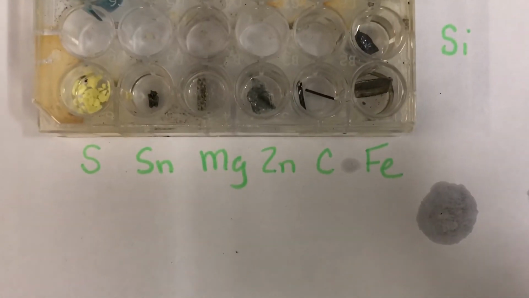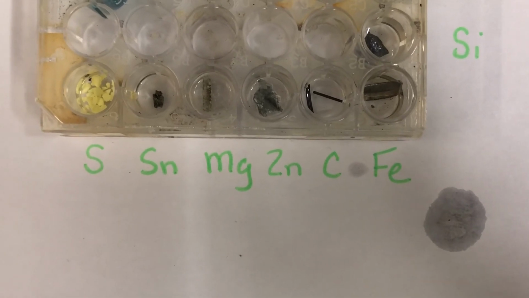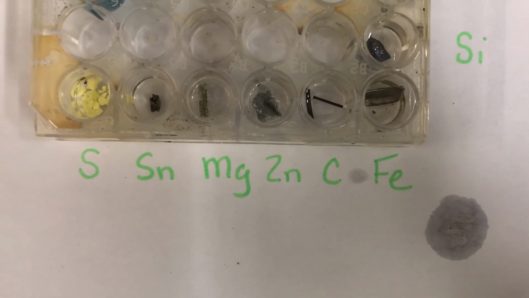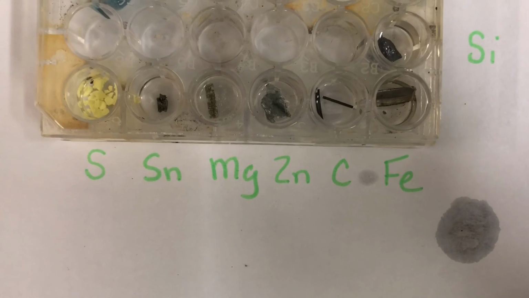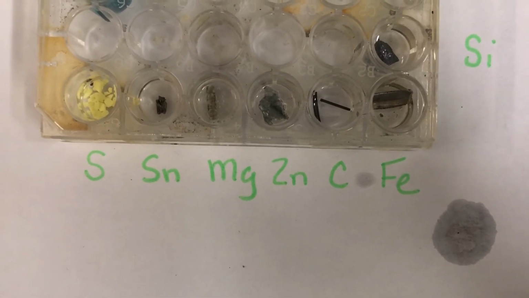Now take a look at that and see, do nonmetals tend to or not tend to react with acids? And how about metals? Do metals tend to or not tend to react with acids? That's a good thing to look into for properties. Go ahead and write down your observations.